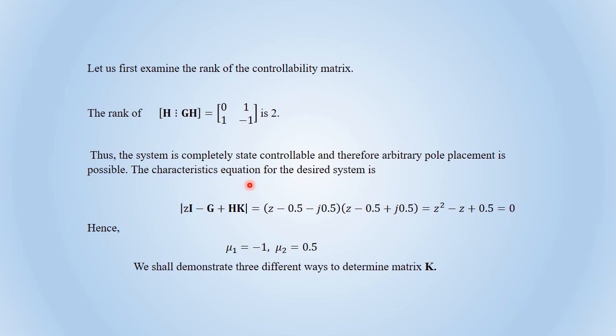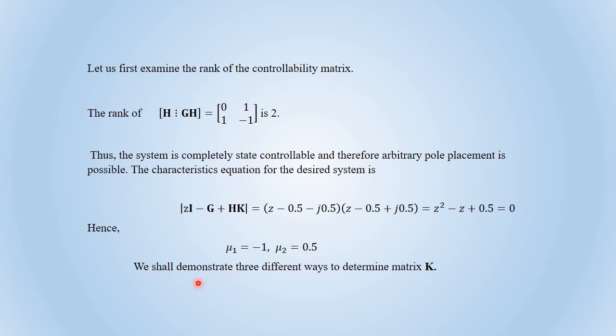Let us consider for the desired system what is the characteristic equation. Now we know the desired poles are at 0.5 plus minus j 0.5. So in turn the desired equation is given by the determinant of zI minus G plus HK, which is equal to z minus 0.5 minus j 0.5 into z minus 0.5 plus j 0.5, that is coming out to be z square minus z plus 0.5 is equal to 0. We will have to compare it with the equation z square plus mu 1 into z plus mu 2 is equal to 0, and for that mu 1 will come out to be minus 1 and mu 2 will come out to be 0.5.